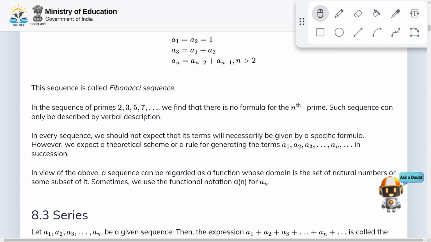In the sequence of primes, 2, 3, 5, 7, we have no nth formula. We can only describe it verbally. This shows that it is not necessary that you will always get a formula or a specific pattern. Sometimes it is possible that you cannot get any formula, and you can only describe it by some verbal description.